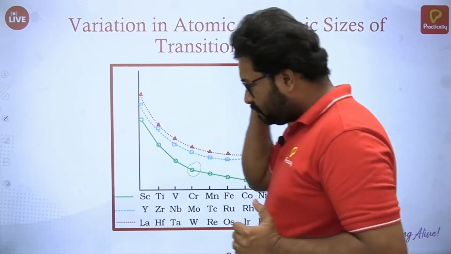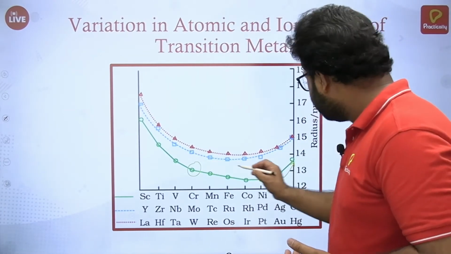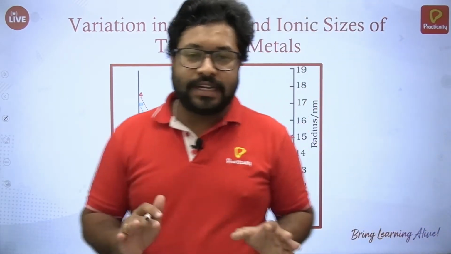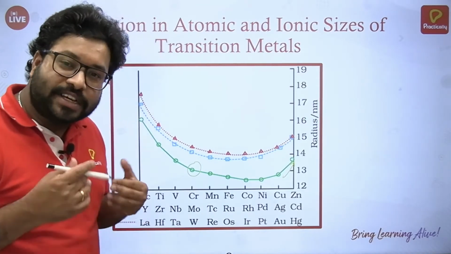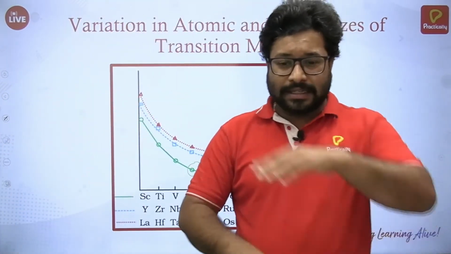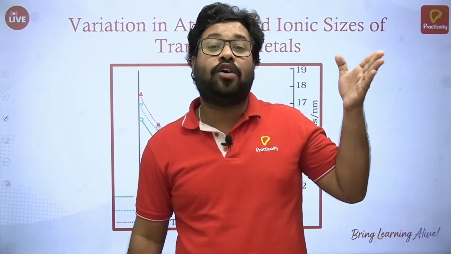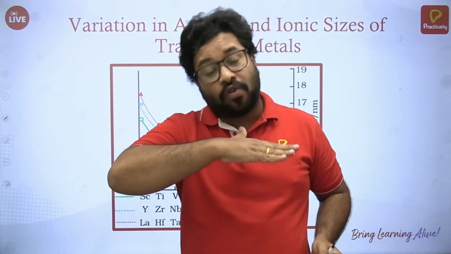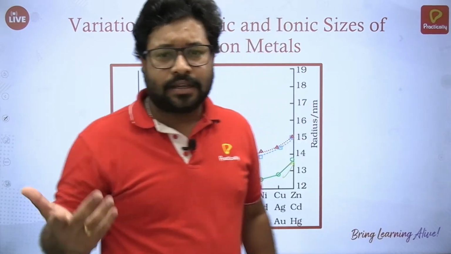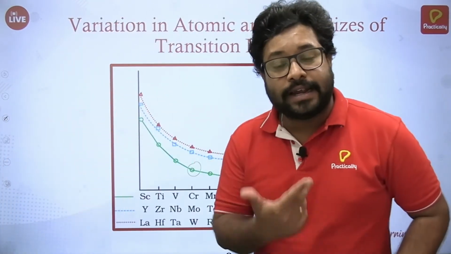Now, when you go from 3D to 4D series, see the difference. 4D series is considerably larger. 4D series element size is obviously greater than 3D series, which is expected, right? This is 3D series, this is 4D series. In 3D series, 3D orbital is coming. In 4D series, 4D orbital is coming. So the next shell has come. So size is obviously increasing. That is why the marked difference of size between 4D and 3D element is there.